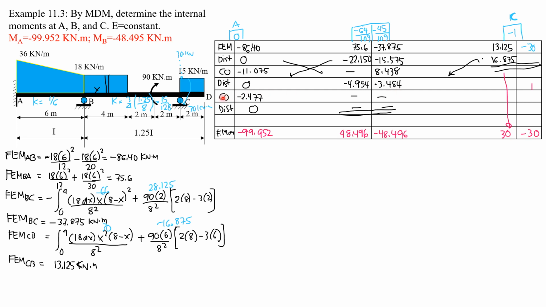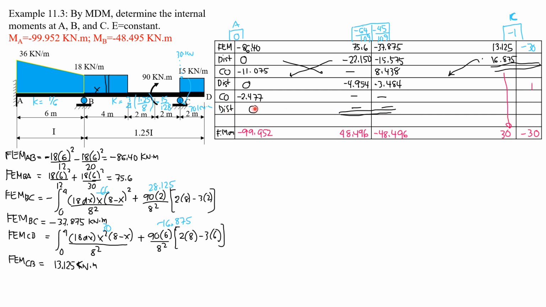Next is carryover. So half of 0, 0. Half of negative 4.954, negative 2.477. Then no more, and we cannot carry over half of that anymore. So meaning to say there's no more unbalanced moment here. There is unbalanced moment here, but the distribution factor is 0. So that means we are given the hint that we have to lock. Finally, that's the end.